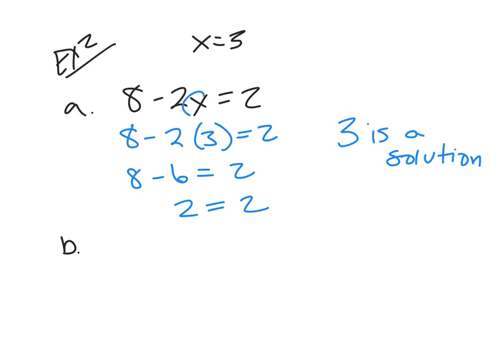So we had our value for x here, and they told you that x equaled 3, so we plugged it in for that space, and then we just solved the left side to see if it would equal the right side. Does that help? All right, so let's look at B.